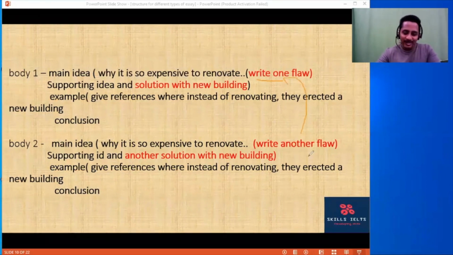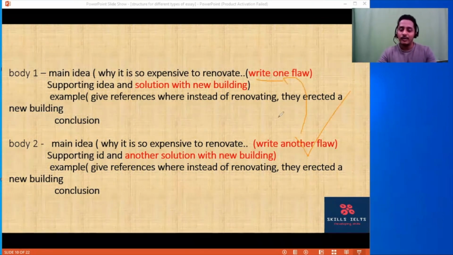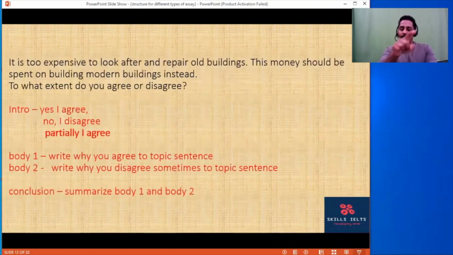No, Nakul, don't tell me. I am running out of ideas. How many ideas can I get? I don't have ideas. How can I write one more flaw? To get one flaw only, I really struggled. One more flaw, to prove it is so expensive, I am just blank. Such people can actually gain from this, to what extent you agree.